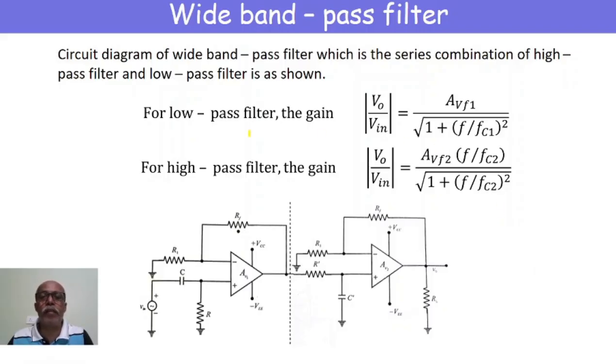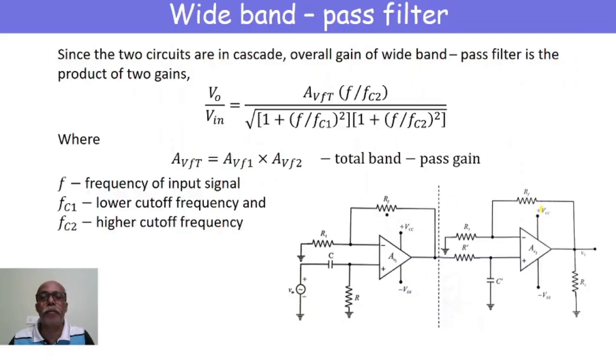For the low pass filter, we know that the gain is V0 by Vn equals AVF1 divided by square root of 1 plus f by fc1 whole square. Since we have two filters, one high pass and the other low pass, there are two cutoff frequencies. One is considered as fc1 and the other as fc2. For the high pass filter, the gain is V0 by Vn equals AVF2 into f by fc2 whole divided by root of 1 plus f by fc2 whole square.